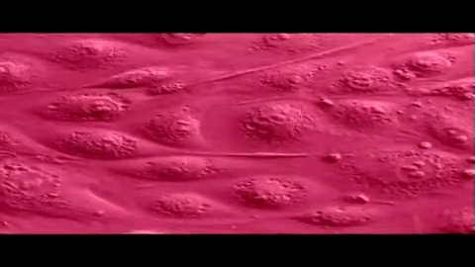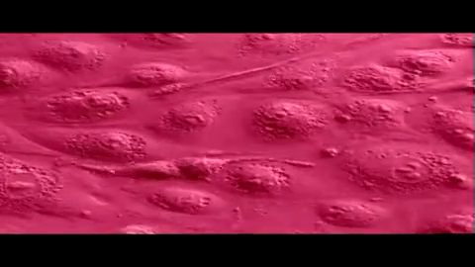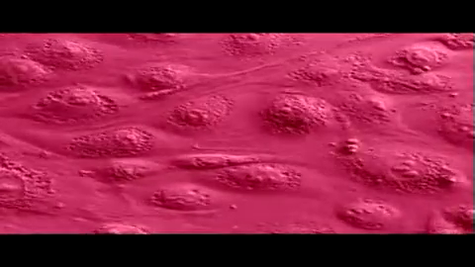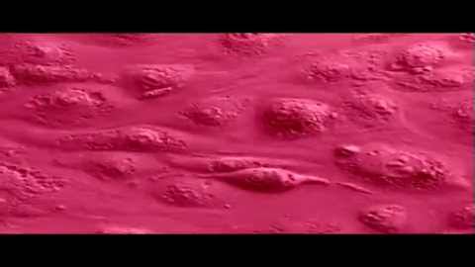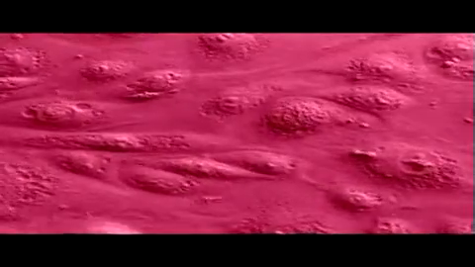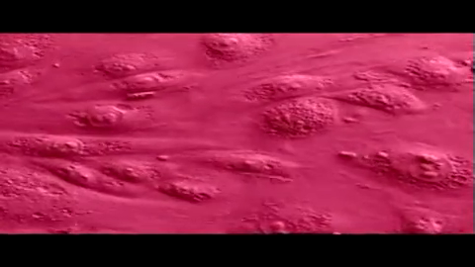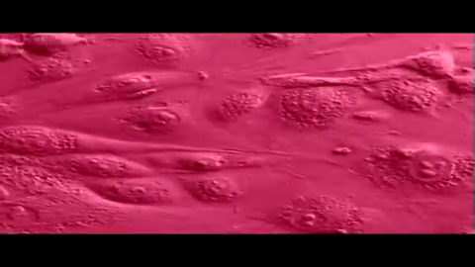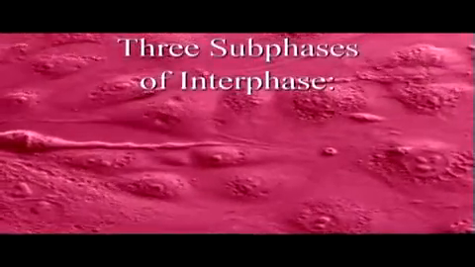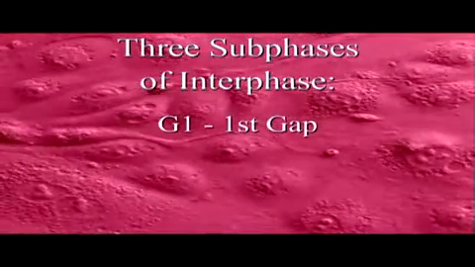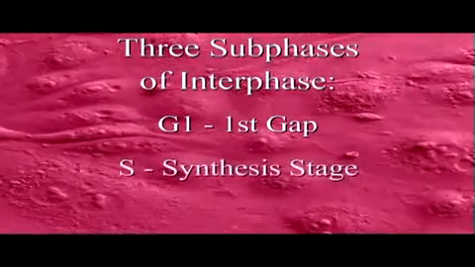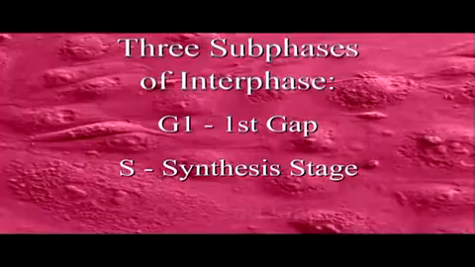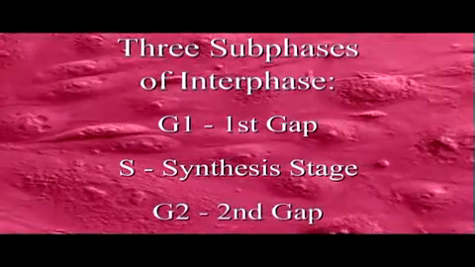Cells often spend 90% of, or even their entire lives, in the interphase portion of the cell cycle. Throughout interphase, cells acquire energy and nutrients from the environment, grow, and carry out their specialized functions. However, a number of significant events occur during interphase that have caused biologists to divide interphase into three subphases: G1, which stands for first gap, S, which stands for synthesis stage, and G2, which stands for second gap.